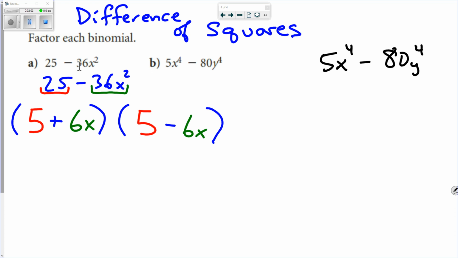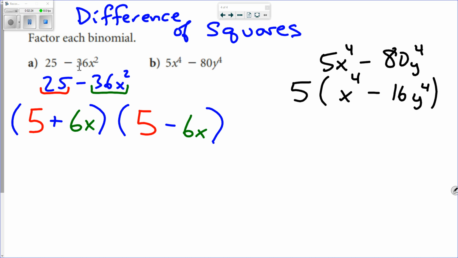We notice that, well, 5 goes into 80, right? I can factor out that 5. So let's start by doing that. Left with 5 times x to the fourth minus 16y to the fourth.